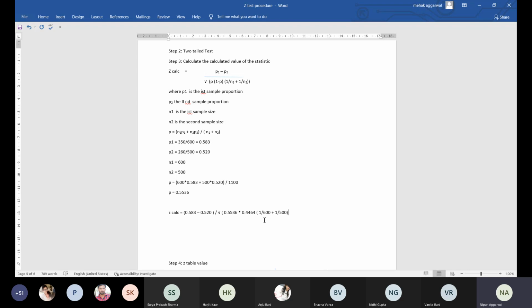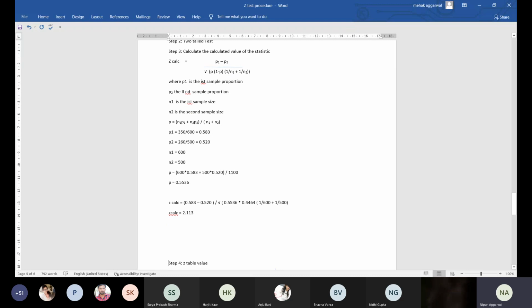And now you have to find the under root of the same. Sir, the answer is 2.113. Yes, sir. Last answer is 2.113. So Z calculated is 2.113. So that becomes your Z calculated.